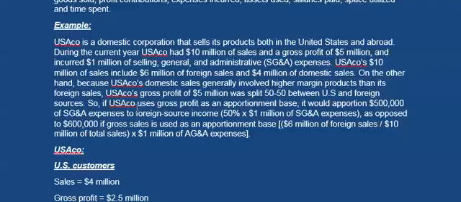So if USA Corporation uses gross profit as an apportionment base, it would apportion $500,000 of SG&A expenses to foreign source income, that is 50% times 1 million of SG&A expenses, as opposed to 600,000 if gross sales is used as an apportionment basis.